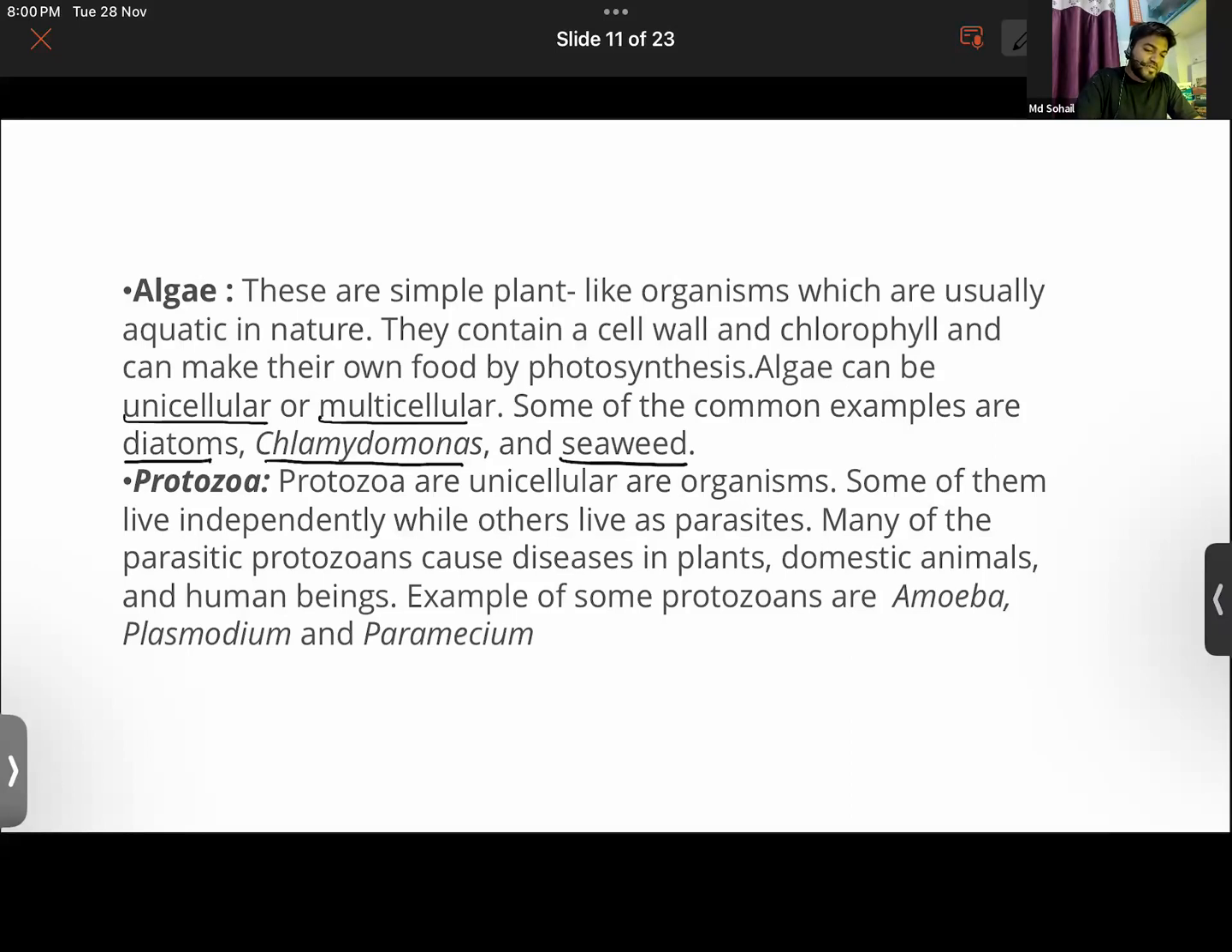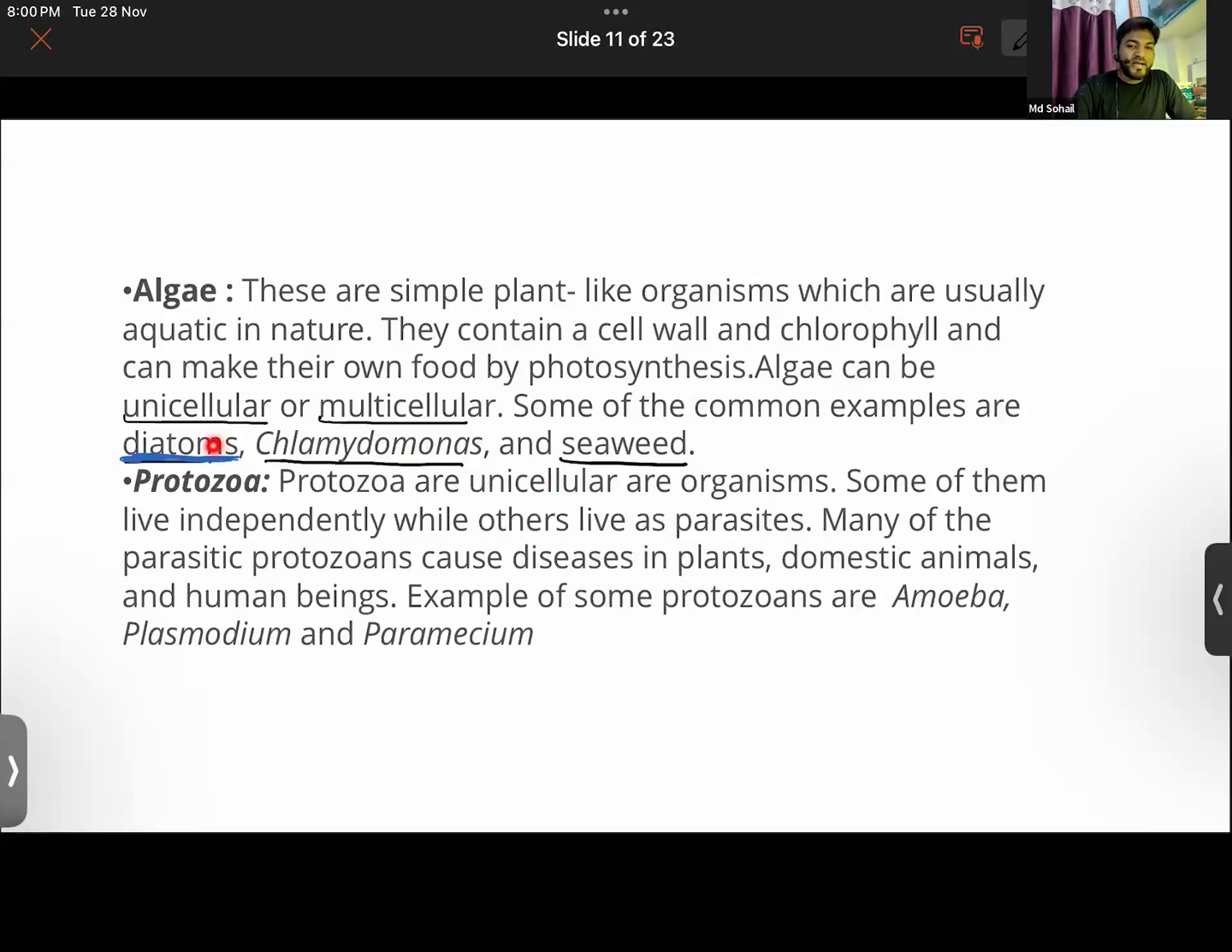After the class, search for images of the diatoms. These are some very interesting diatoms. Sir, kelp is a sea plant algae. Kelp. I'm not entirely sure about that. I will have to check on that. So diatoms, chlamydomonas, and seaweed.